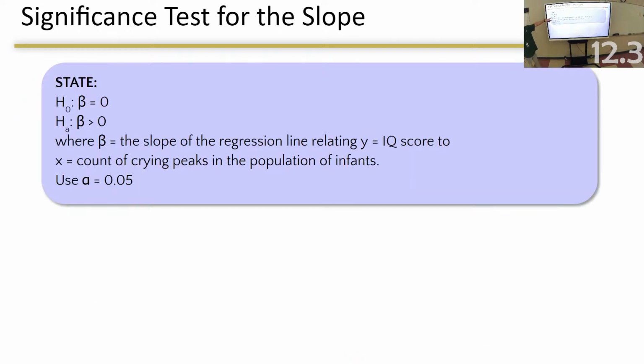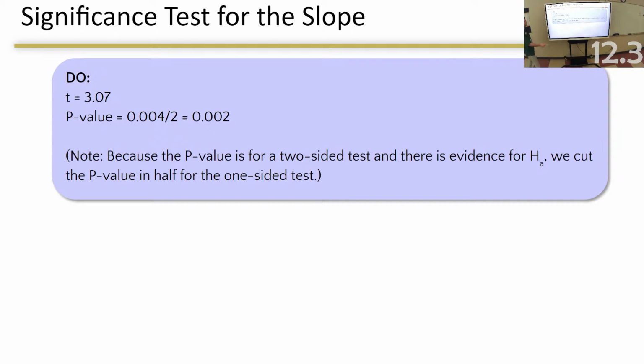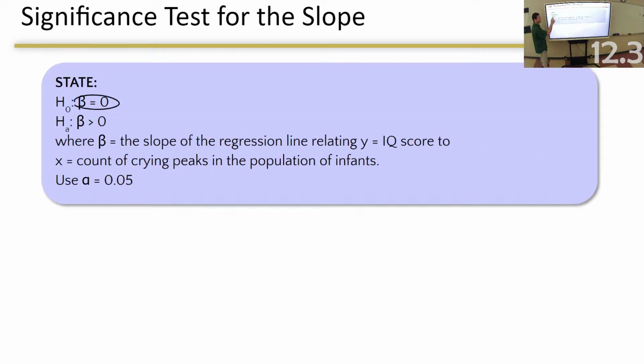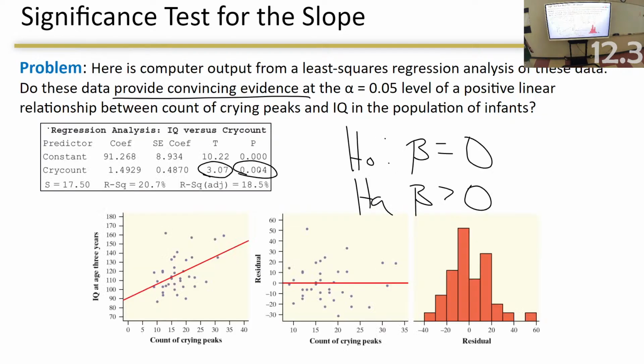Beta equals 0. Beta is greater than 0. Beta is the true slope of the regression of IQ score to the count. We're going to use alpha 0.05. There's the T critical value. We don't really have to do anything because it was given to me. There's the p-value, 0.002. Because the p is low, the Ho must go. We're going to reject the null hypothesis. There is enough evidence to suggest there is a positive linear relationship between count of crying and their IQ at age 3.